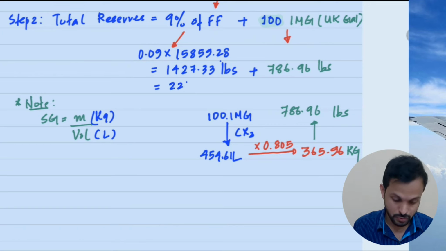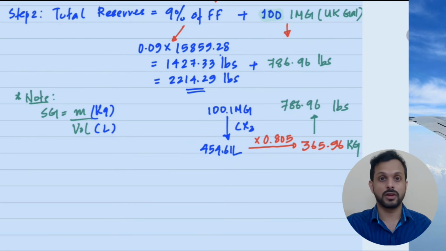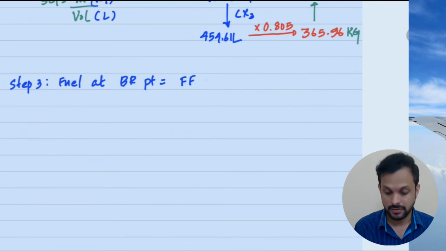2214.29 pounds. That's the total reserve. You're asked to find out the fuel at the brake release point. Step 3. Fuel at brake release point is equal to the flight fuel which we have plus the total reserves.